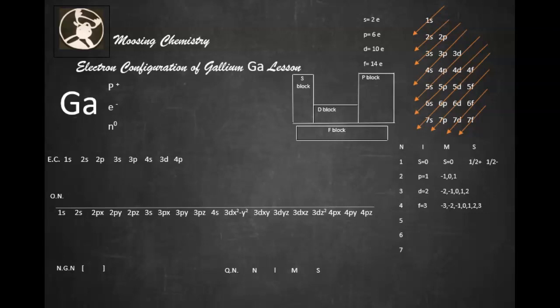This is electron configuration of the element gallium. Gallium happens to be number 31 on the periodic table, so for our atomic number, we're going to write a 31. Its atomic mass number is going to be 70. There we go.